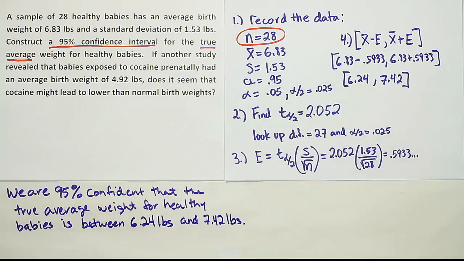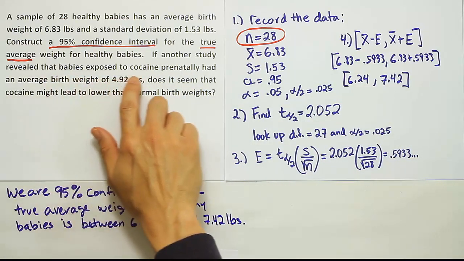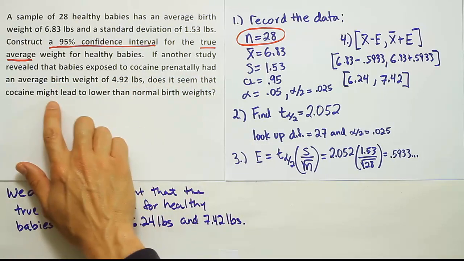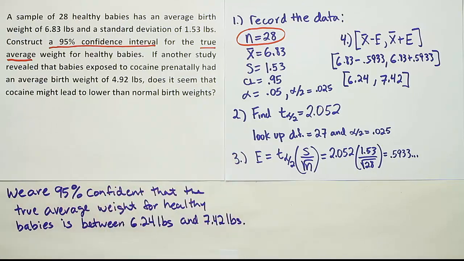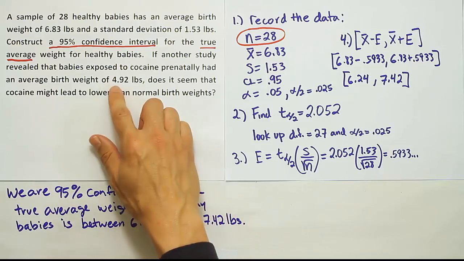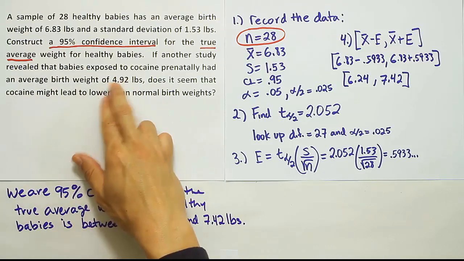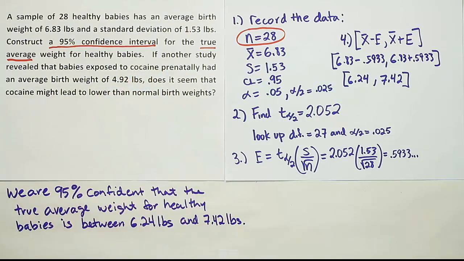Okay, now let's use that statement and our result here, our interval, to answer the last question in the problem, which says, if another study revealed that babies exposed to cocaine prenatally had average birth weights of 4.92 pounds, does it seem that cocaine might lead to lower than normal birth weights? Well, look, this is where we believe the average weight is for healthy babies, right? We would think it's between 6.24 pounds and 7.42 pounds. 4.92 pounds is lower than that. And that would mean that that's unusually low, and we would say that at this point it looks like cocaine does in fact contribute to lower than normal birth weights, since that number is outside of our interval and it's on the lower end.